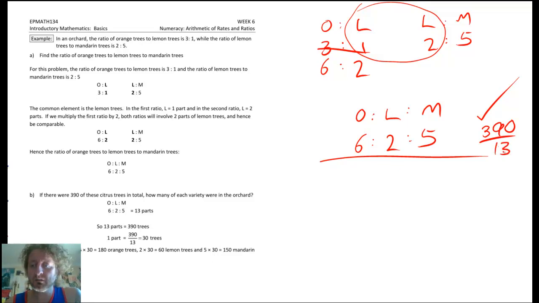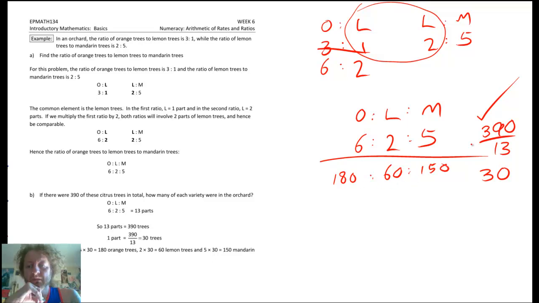390 divided by 13, that's 30 trees per part. So 6 30s is 180, 2 30s is 60, and 5 30s is 150. If I add them all up, sure enough they add up to 390, and that just tells me how many of each type of tree there was. 180 orange, 60 lemon, and 150 mandarin. Loving ratios.